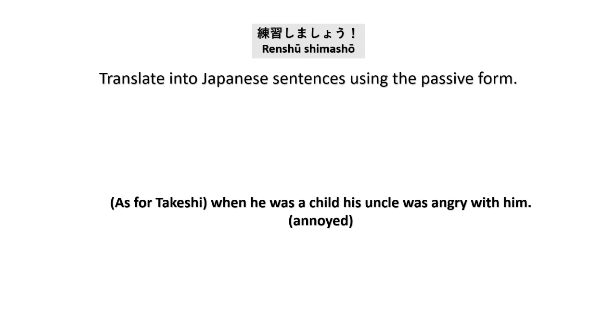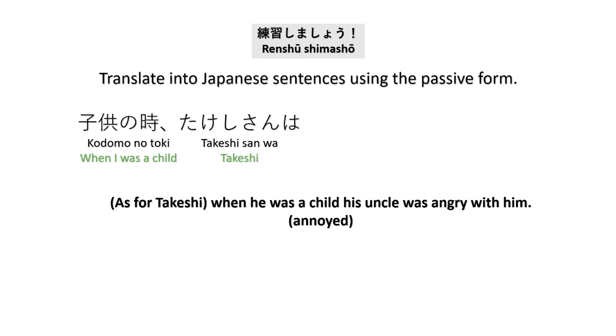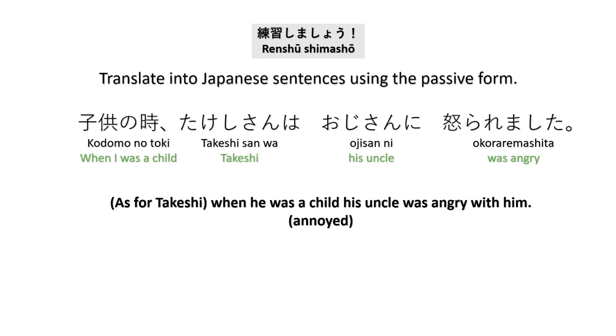When he was a child, his uncle was angry with him. Kodomo no toki, Takeshi-san wa oji-san, short i, oji-san ni okoraremashita. So it comes from okoru, to be angry. When Takeshi was a child, his uncle was angry with him.